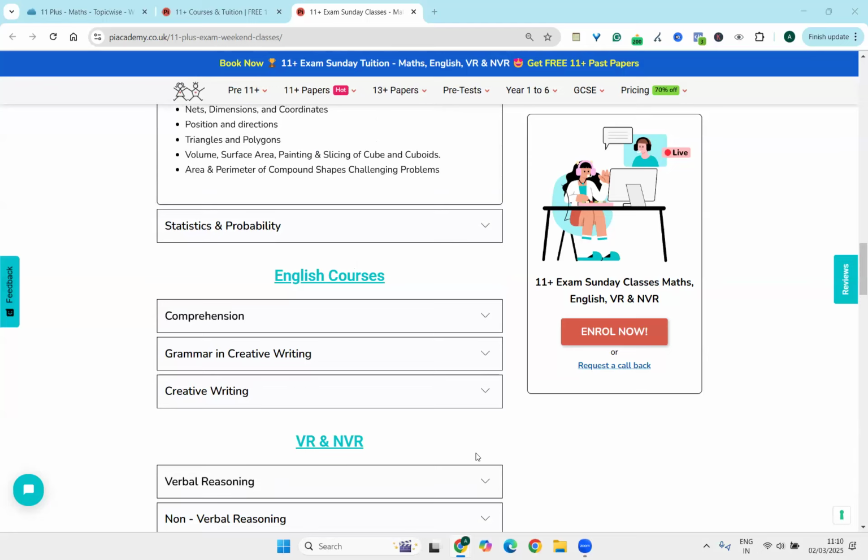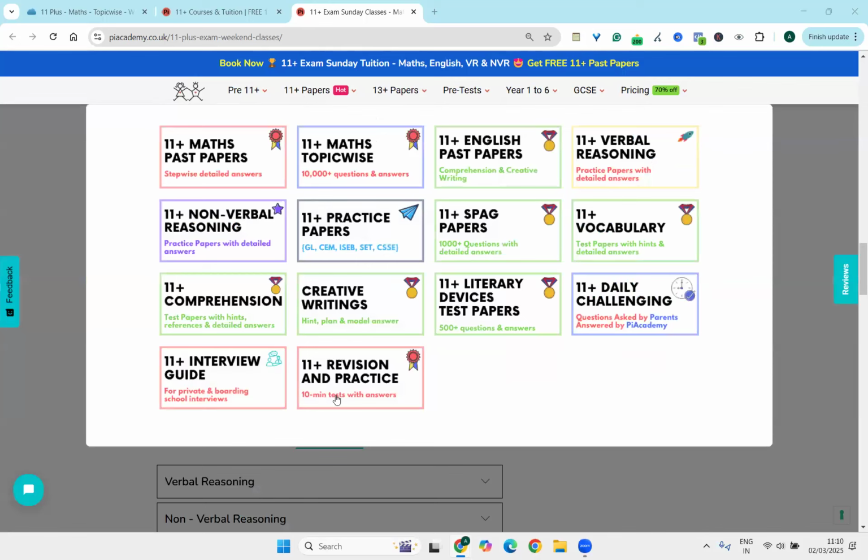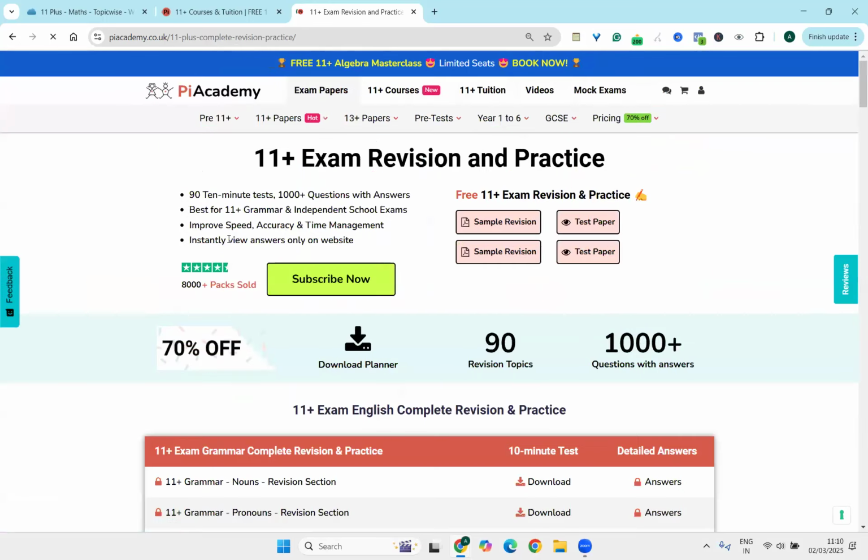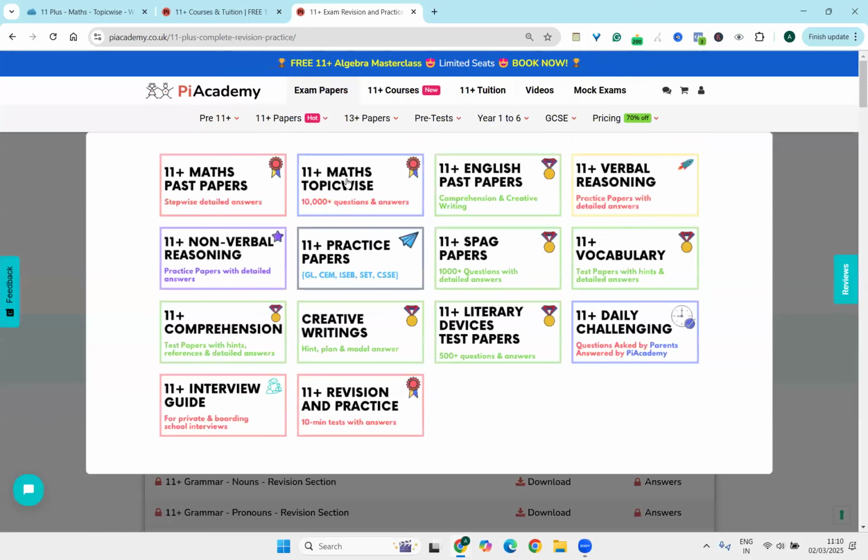Deborah has a question. Do I have to subscribe for the 11 plus revision and practice even when I have subscribed for the Maths and English paper resources? So the 11 plus revision and practice is a separate subscription. And yes, you would have to subscribe separately to access the questions which are within this particular resource.